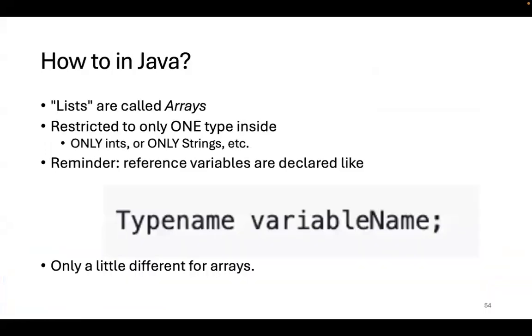Okay. So in Java, they're called something different and they work a little bit differently. What we knew as lists we typically call arrays, and arrays are restricted to only one type inside. We will only allow ints or only allow strings. As a reminder, we talked a little about this earlier, how we declare a variable with the type name and then the variable name. It's similar, only a little bit different for an array.